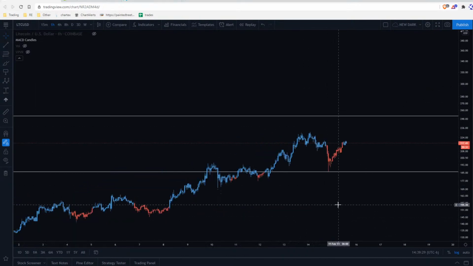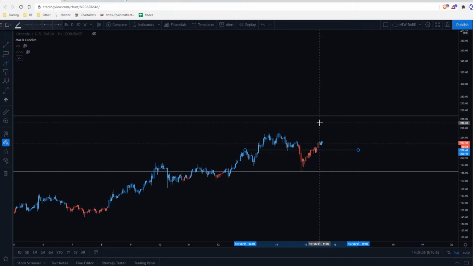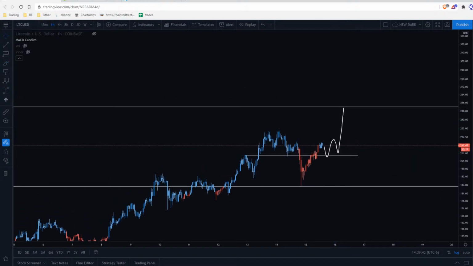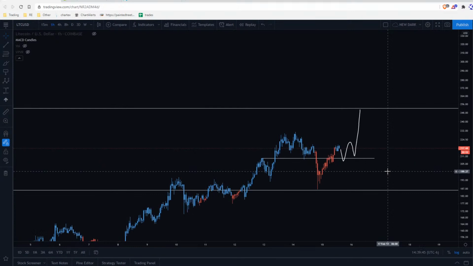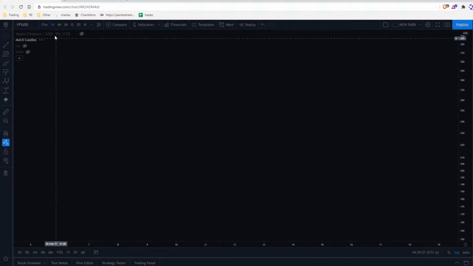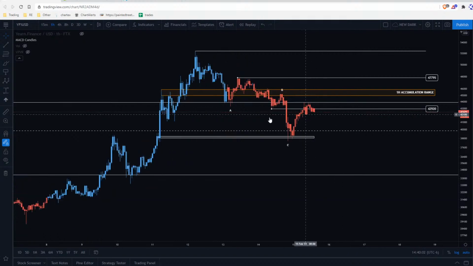One hour has turned positive. So if we do get that pullback, we're looking at something like this. I don't know, YFI has turned red on the 15-minute. So yeah, I think we're starting the pullback here. Let me show you what I'm talking about. YFI USD. Oh, it didn't even turn positive here.